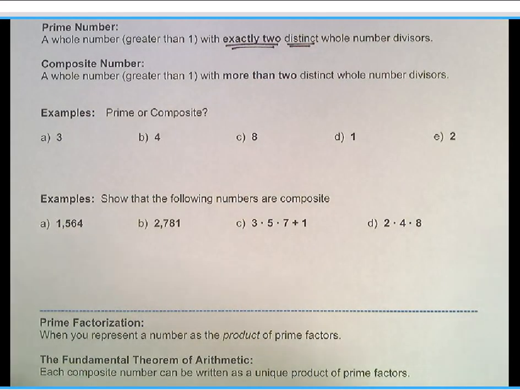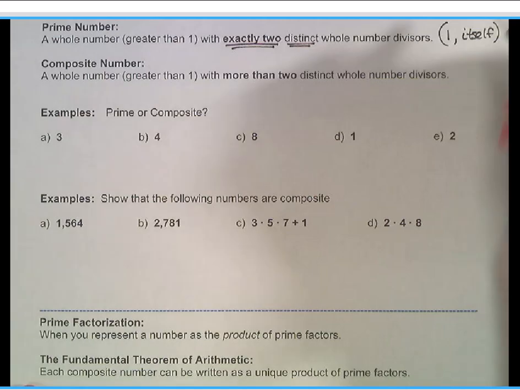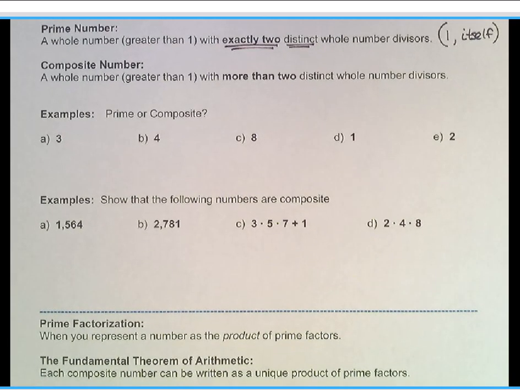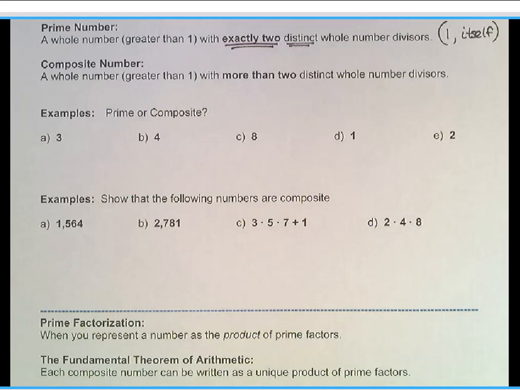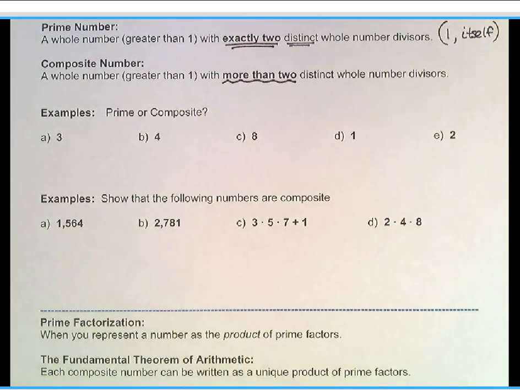It's usually 1 and itself. Those are usually the 2 numbers that will divide into the prime number, just 1 and itself. A composite number is a whole number greater than 1 that has more than 2 distinct whole number divisors. So if you've got more than 2 divisors, it's a composite number.